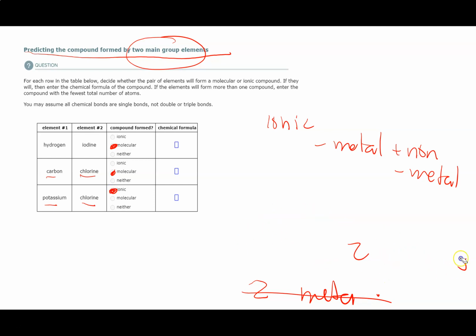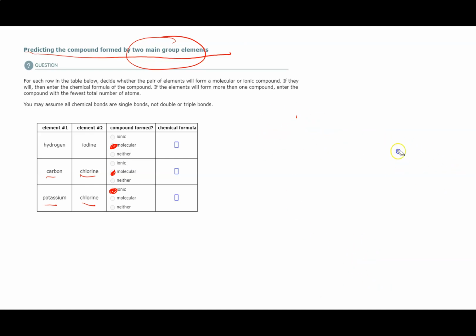Now, we know that we need to look at Lewis symbols for molecular compounds to be able to figure out the formulas. So, the Lewis symbol for hydrogen, which is in group 1A, has 1 dot that is unpaired, and for iodine, which is in group 7A, we're going to have 1, 2, 3, 4, 5, 6, again, 1 unpaired dot.